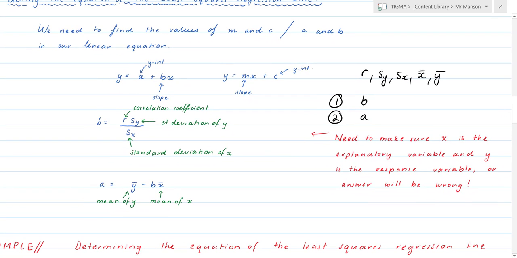Here's a little note which I'd like to highlight. X has to be the explanatory variable. Remember, we always plot independent and dependent. We plot explanatory and response variable. Your X has to be the explanatory variable. So you should always start a question by considering that, unless you're given a graph where it's obvious or you're told. Consider and make sure that you're using the thing that explains the other variable as your X value.